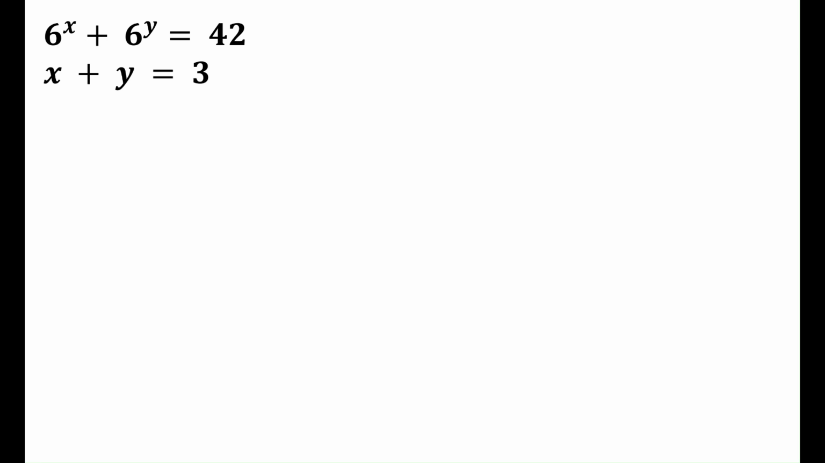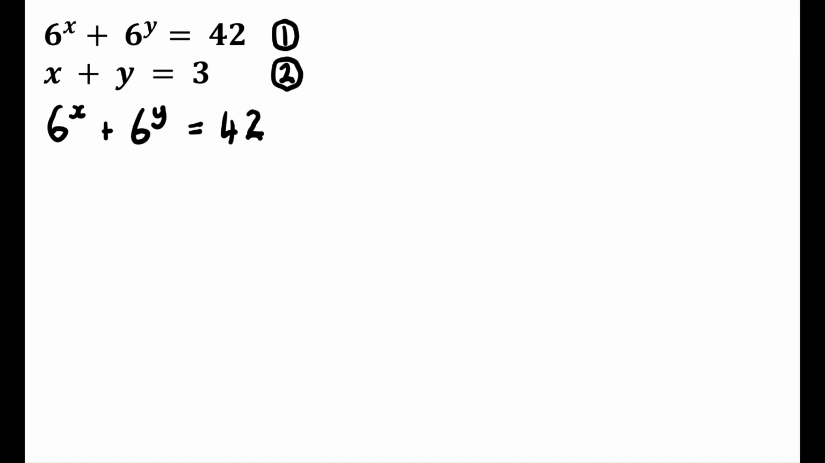Here we have two equations: 6 to the power of x plus 6 to the power of y equals 42, and x plus y is equal to 3. Let's call these equations number 1 and number 2. To solve this, let us first consider equation number 1: 6 to the power of x plus 6 to the power of y is equal to 42.